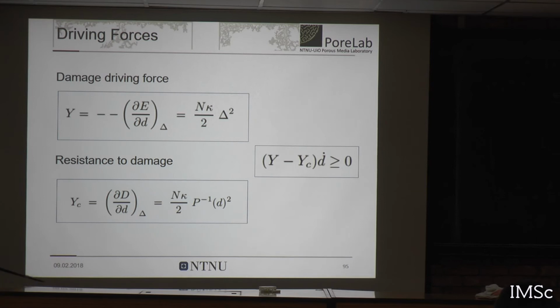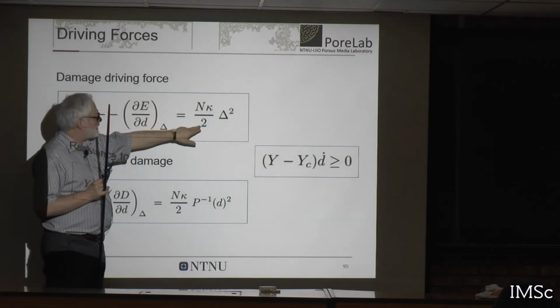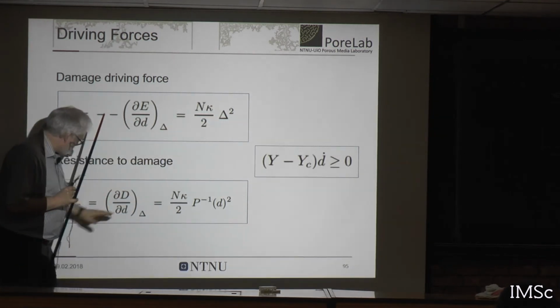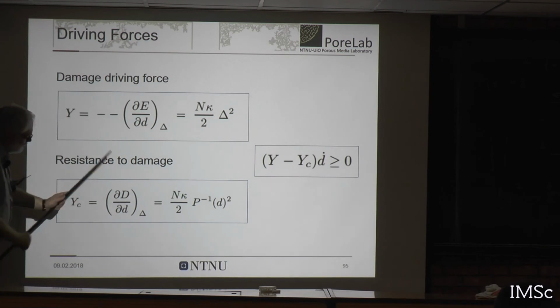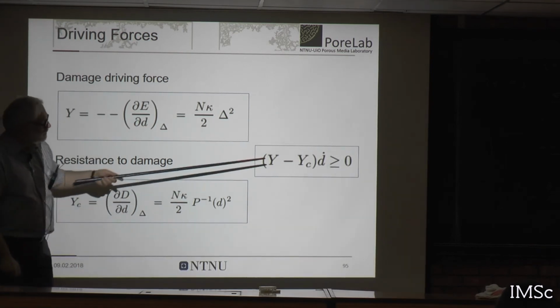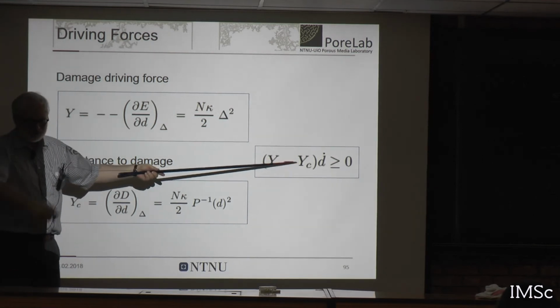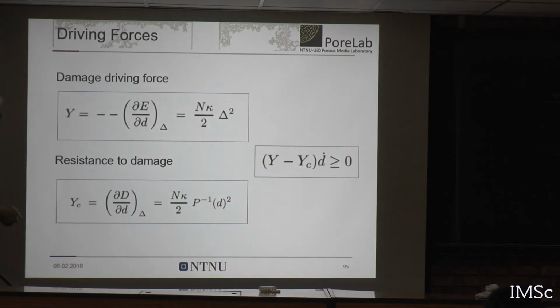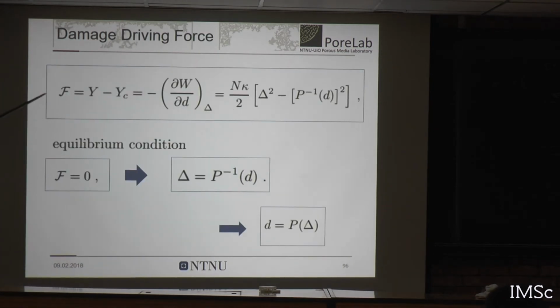The damage driving force, well, I take the E part. Oh, there shouldn't be a minus there. I just got carried away. So it's n kappa over 2 times delta. And the resistance to the damage, that is YC, that's this thing here, and I get this. And the criterion we learned from Laurent is now this one here.